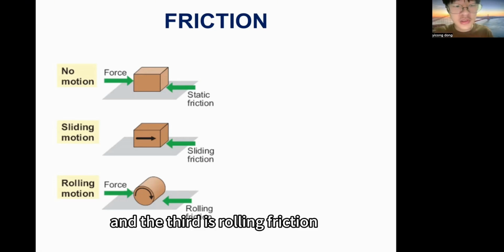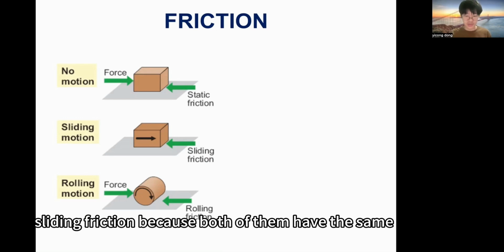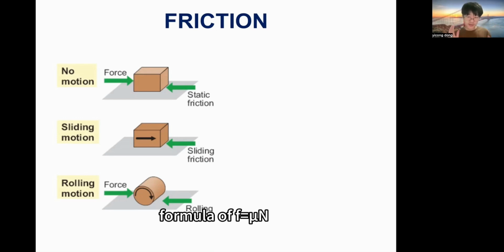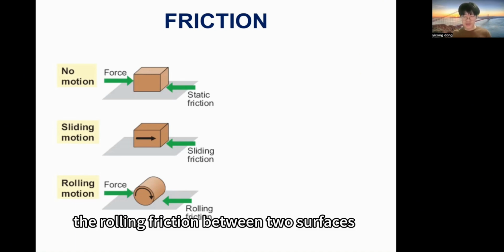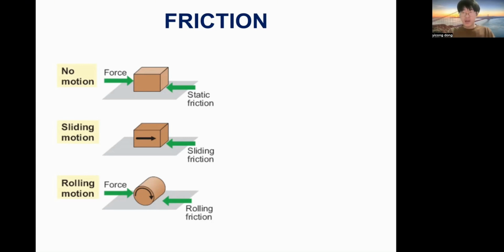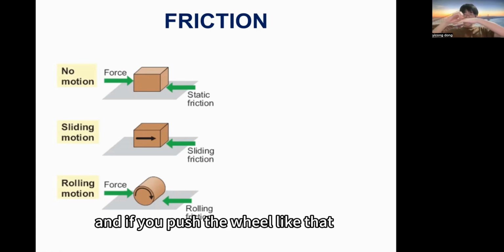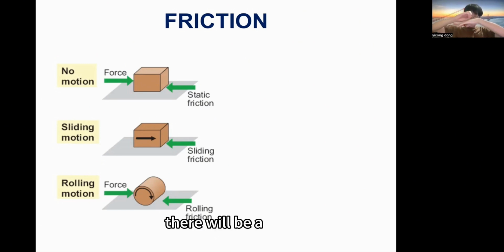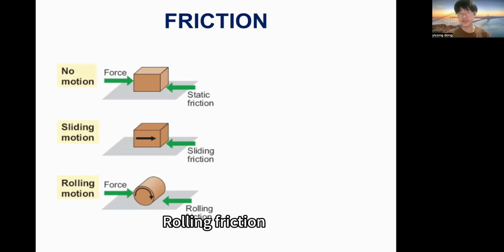And the third is rolling friction. It's quite similar to sliding friction because both of them have the same formula, F equals mu N, where in this case, mu is the rolling friction coefficient between the two surfaces. Let's make a simple example, like a wheel. If you push the wheel like that, there will be sliding friction. However, if you're rolling a wheel like that, then it will become rolling friction.